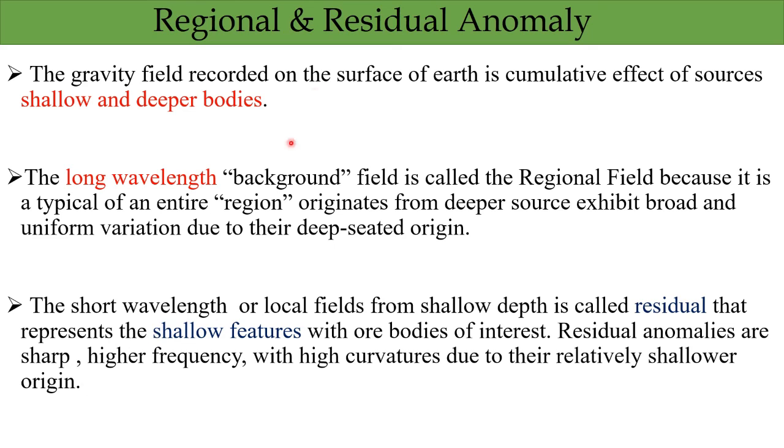So in practice we are having two types of anomaly: one is a broad, smoother, long wavelength anomaly, and the other is a short wavelength, higher frequency shallow feature anomaly. Both are important. If you need to know about ore bodies of interest or very shallow features, you have to remove the long wavelength regional features from that anomaly. If you subtract the regional from the original anomaly, then you can get the residual, or the shallower source anomaly.